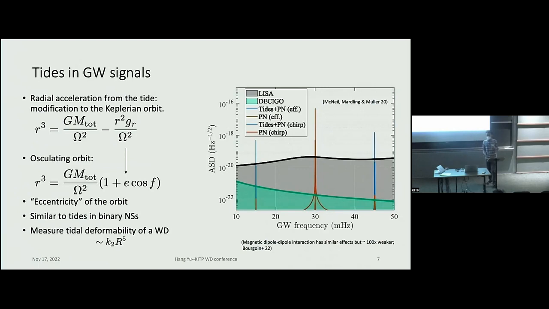And the physics here is actually the same as how the tide modifies the inspiral of binary neutron star signals, which we already measure with LIGO. And from the height of those peaks, we measure the tidal deformability of a white dwarf, basically the Love number times radius to the 5th power.